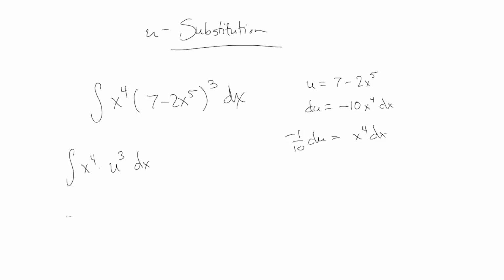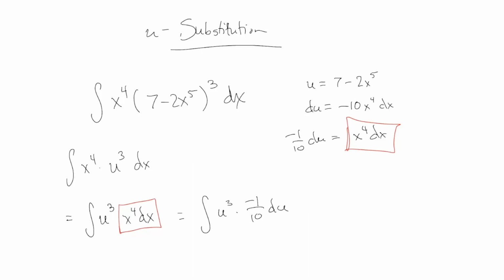Next, I am going to rearrange this to gather the u's to the front and put what's left over at the end. The reason for doing that step is that now you can see what's left over is x to the 4 dx. And what is x to the 4 dx? Over here, you can see x to the 4 dx equals that. And so the next step of the substitution will be to replace x to the 4 dx with this, because of that equal sign. So I end up with integral u cubed times negative 1 over 10 du.